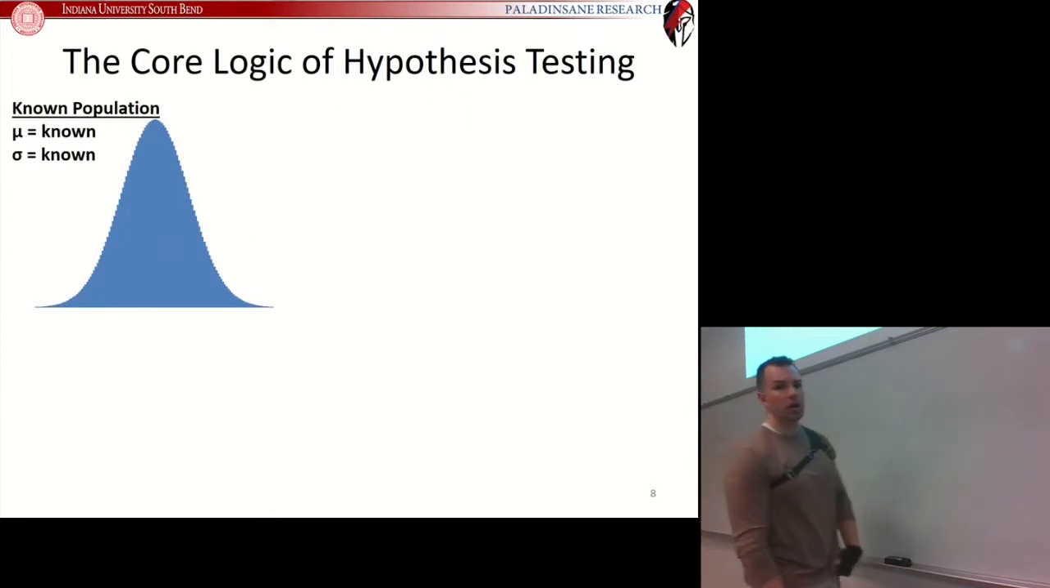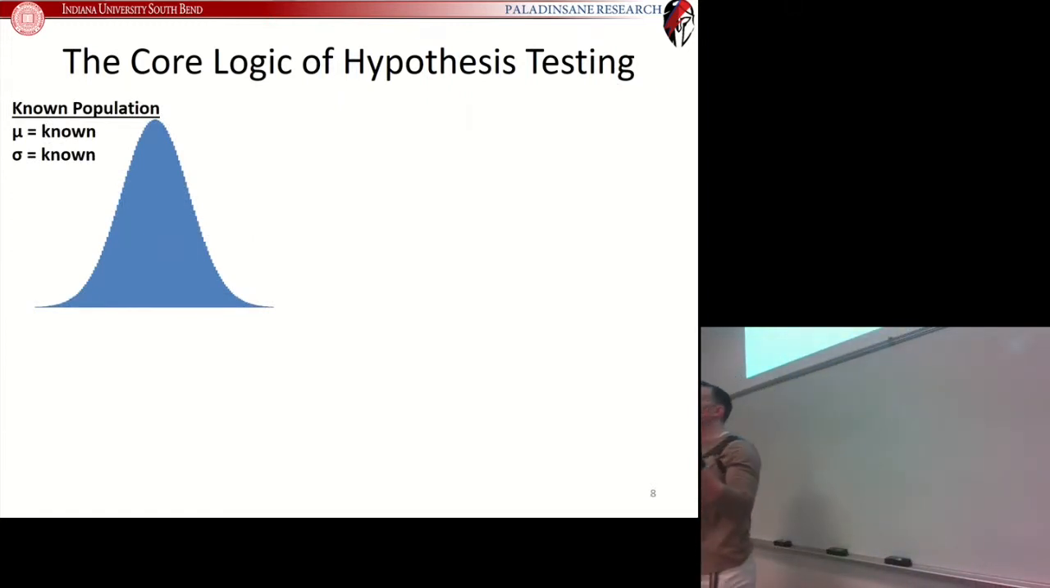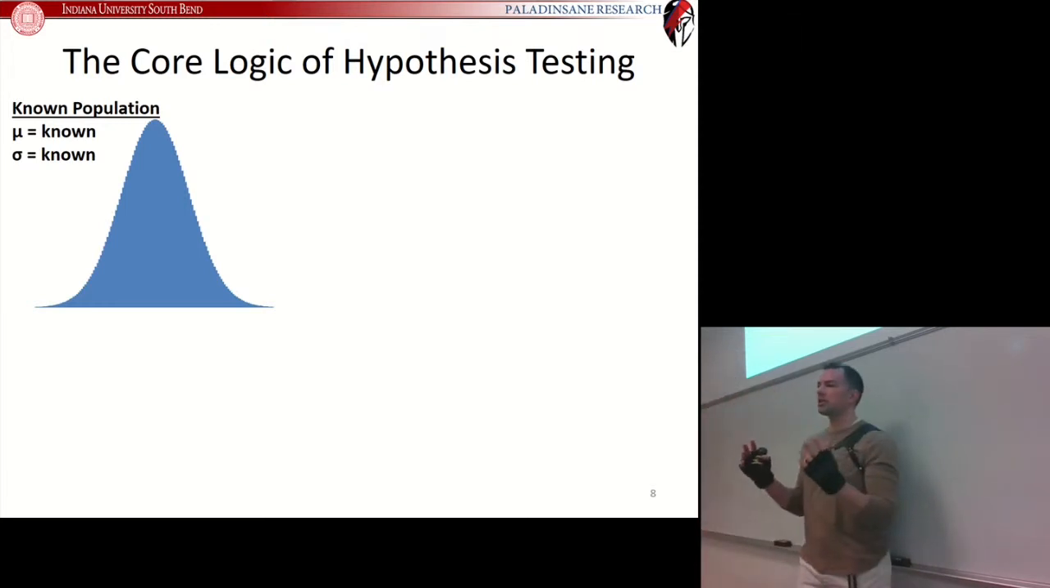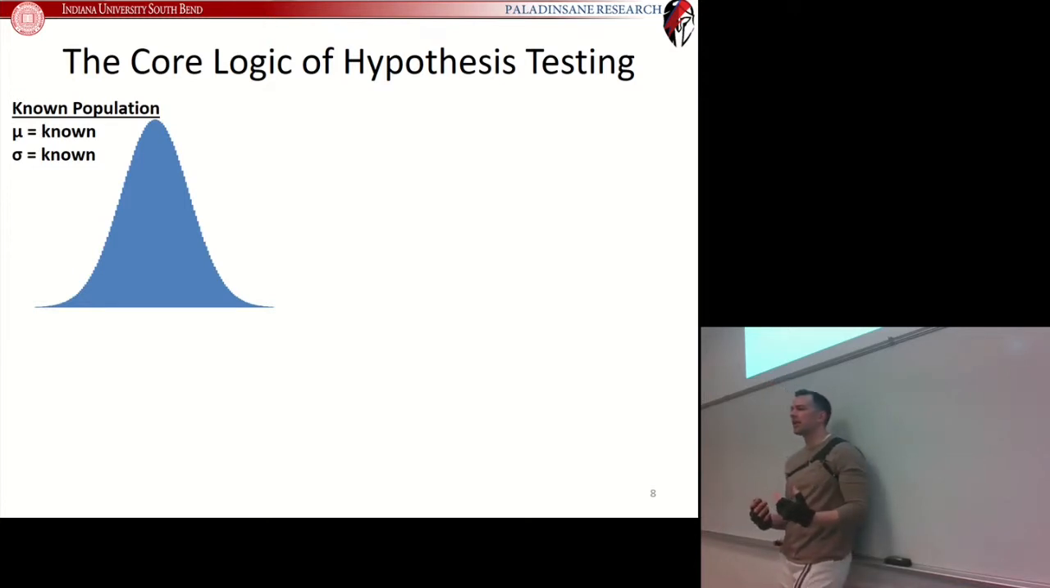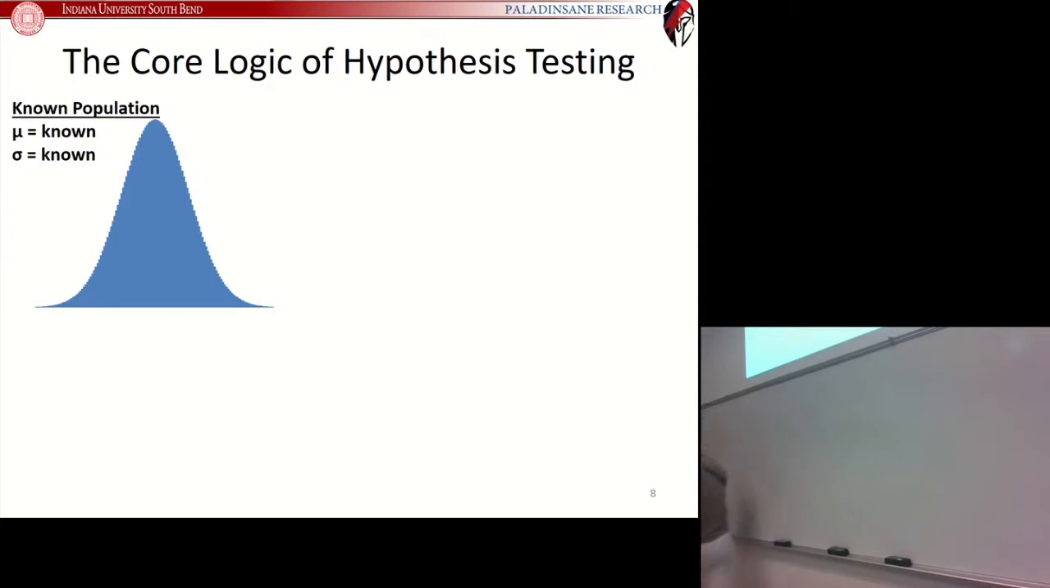The core logic of hypothesis testing starts with a known population. It's not very common in psychology that you're dealing with a population where you know the mean and the standard deviation of the population, but it does make hypothesis testing much simpler. So we're going to start with that assumption. Let's say that you're dealing with a known population.